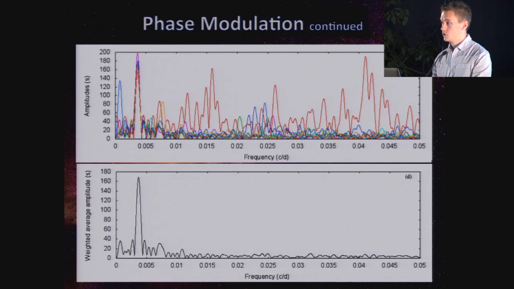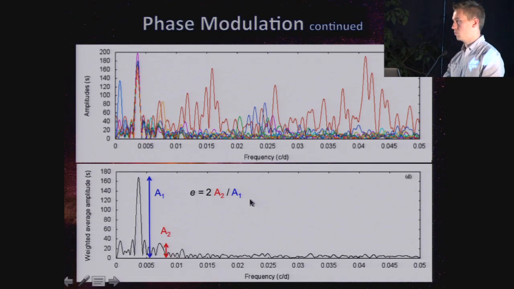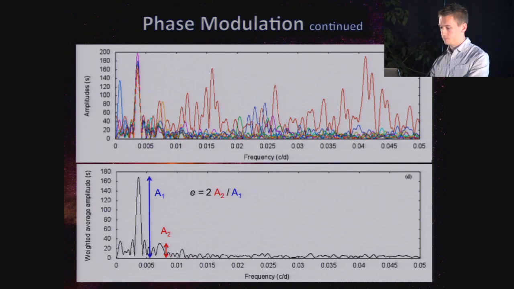Furthermore, we can extract the eccentricity of the binary system, and what we do is we take the amplitude of the peak at the orbital frequency, and we take the amplitude of the peak at twice the orbital frequency, and we use this very simple relationship to get an approximation to the eccentricity of the system.